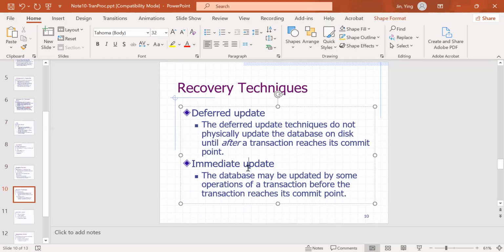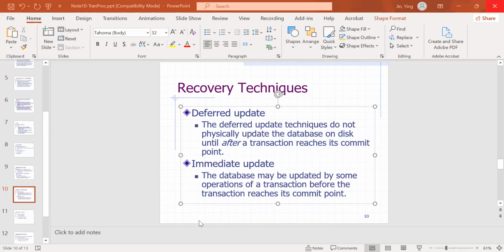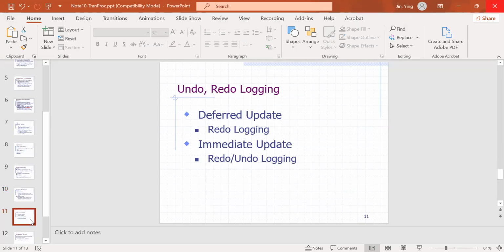And the next one is the immediate update technique. In this one, the database may be updated by operations of the transaction before the transaction reaches commit point. So before the transaction finishes, we can change the database item on the disk already. Okay, so those are the two different techniques. We do have more details and examples on them in 174.